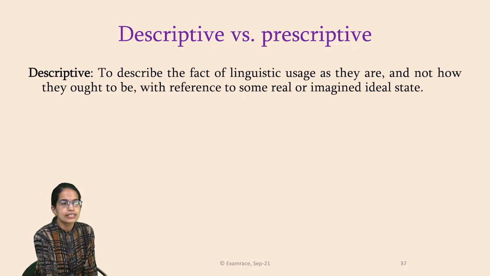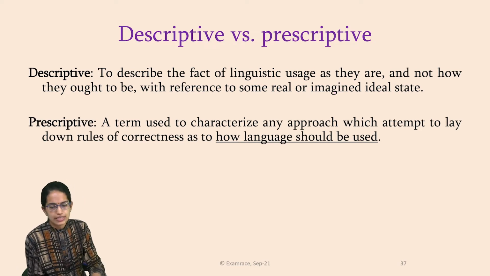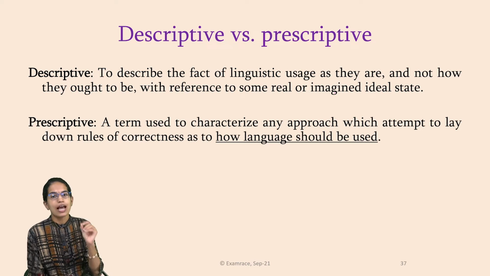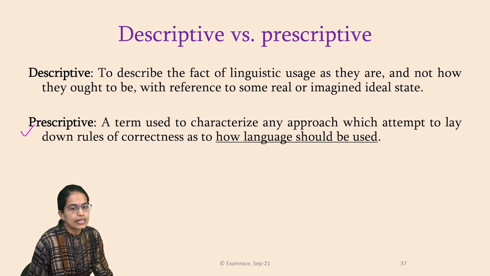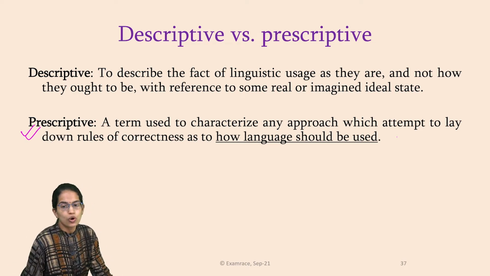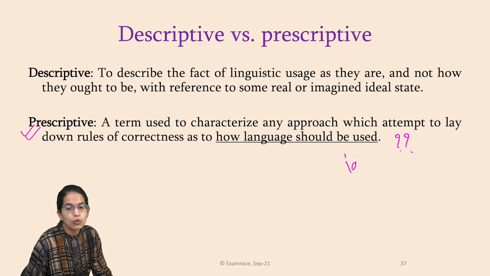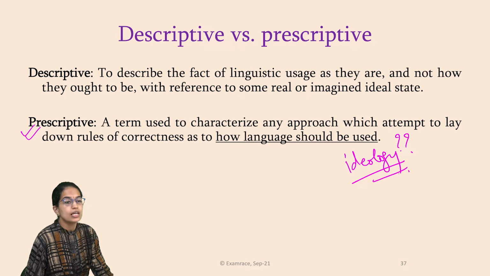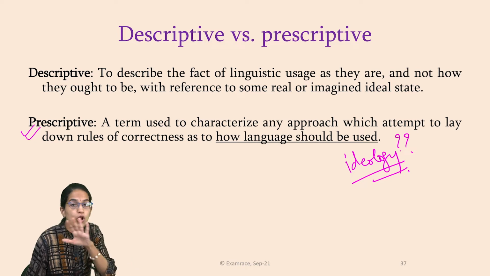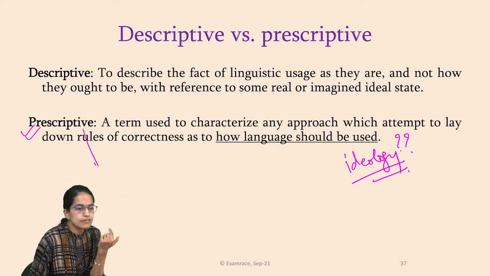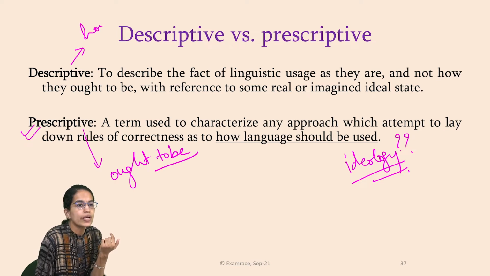The next is descriptive versus prescriptive. What is the difference? Descriptive explains how the facts are. So how the language is used in the real or the imagined situation is descriptive. Prescriptive is how it should be used, a kind of ideological framework, how this should be used actually. Descriptive is the present way how it is used and not how it ought to be. So prescriptive says how it ought to be. However, descriptive says how it is.